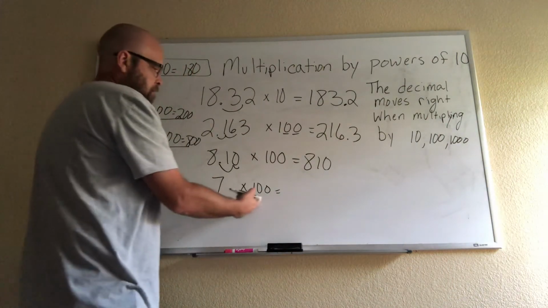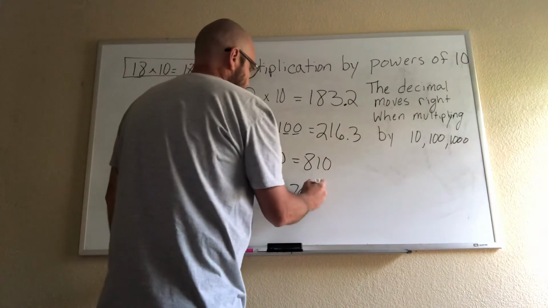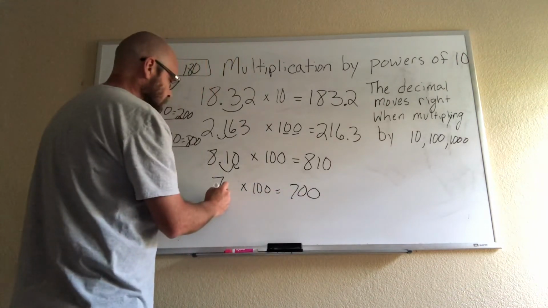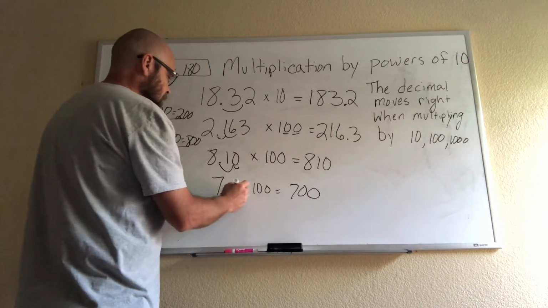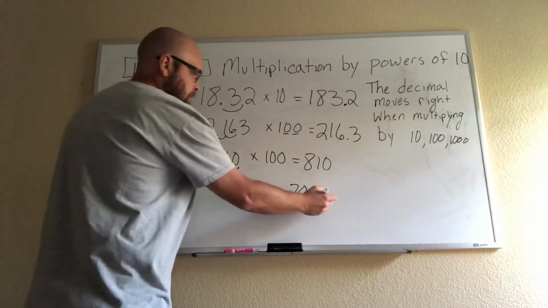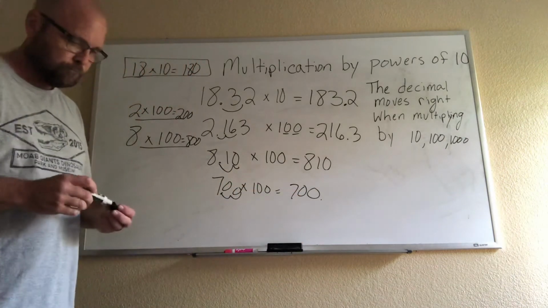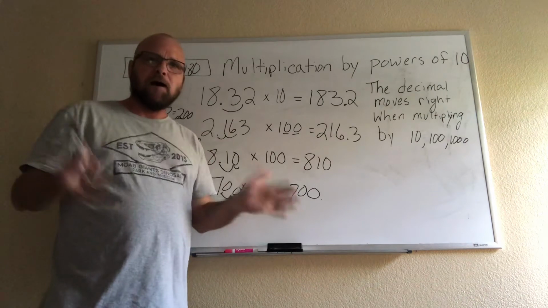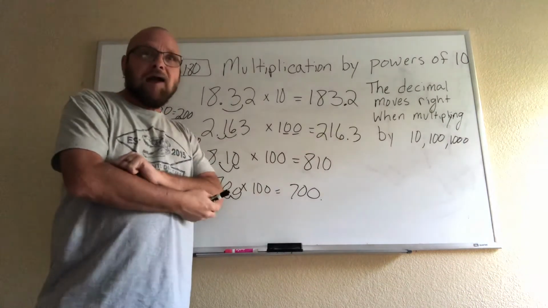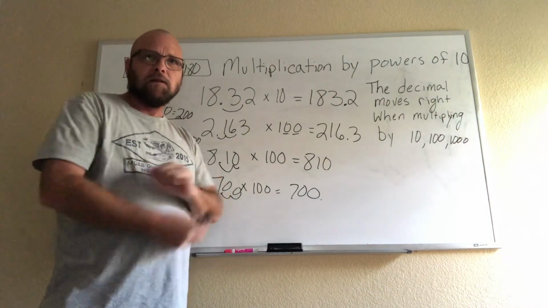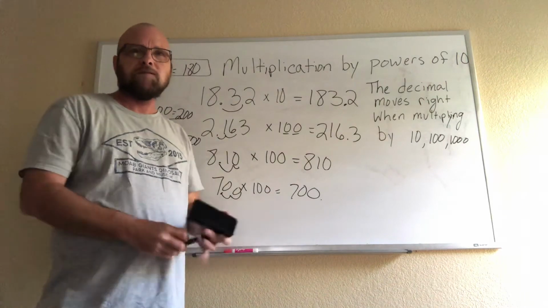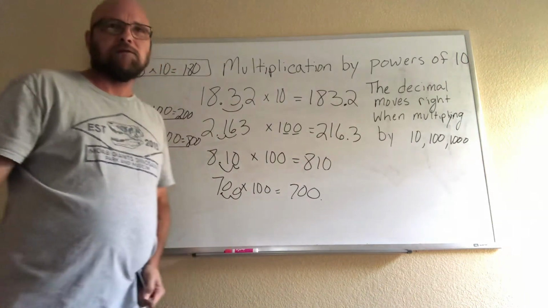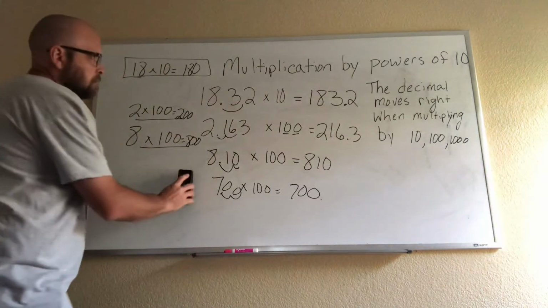You obviously know 7 times 100 is 700. Decimal point's behind the ones place. It moves twice, so then it goes there. If the decimal point is not written, it's always, and I mean always, located behind the ones place, just to the right of the ones place.